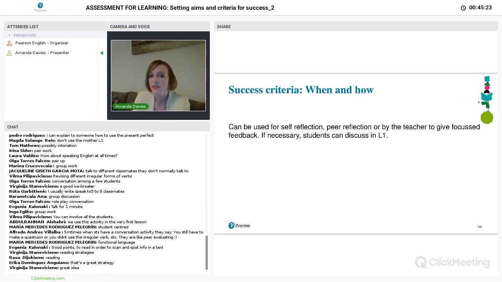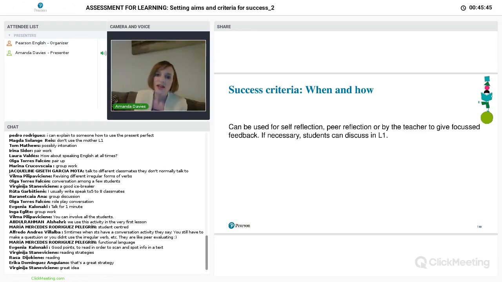So as I mentioned, they're really good for self-reflection and peer reflection, but it's also really useful for us teachers. Sometimes when I set a writing task, the students work on it, they do their best, they hand it in, and the marking can be a real challenge because what to focus on? You know, they've made attempts, they've used all sorts of different language and vocabulary.